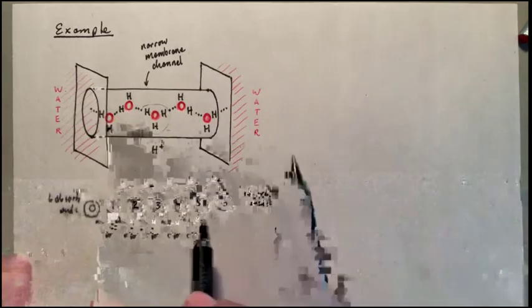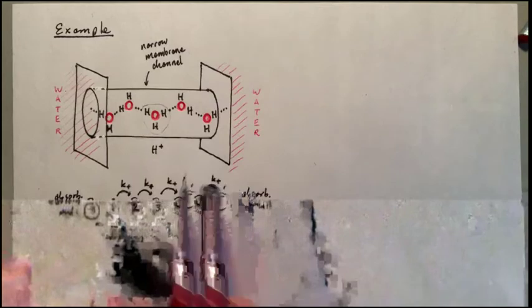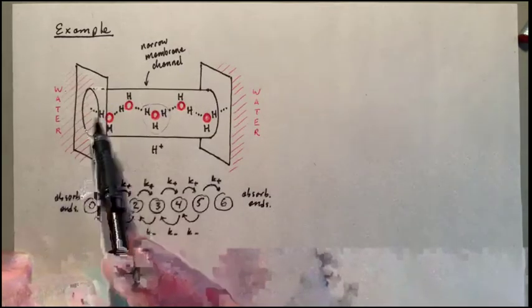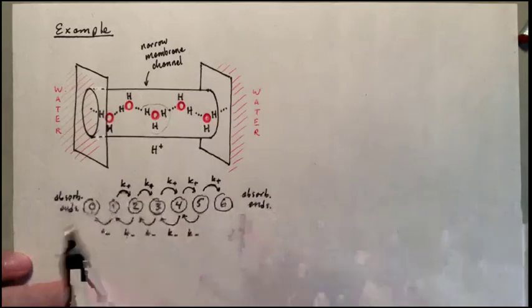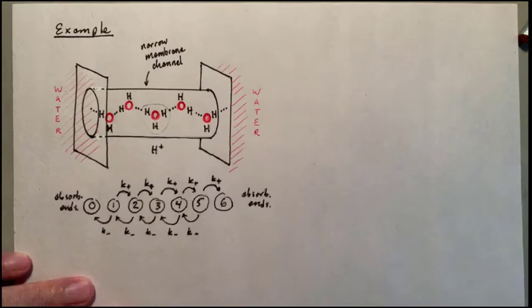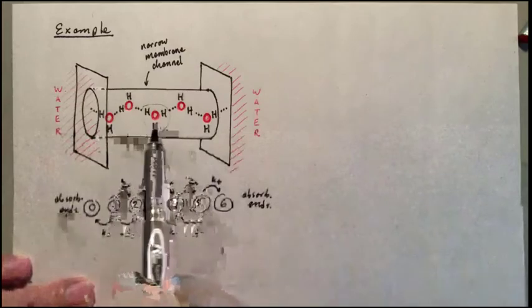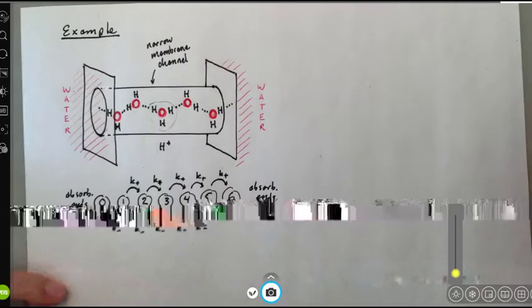If we really wanted to compute the permeability of this membrane, we would need to know how often a proton moves from the bulk into the mouth of the channel. So this transition from 0 to 1, for example, would be a necessary ingredient in a model to compute the permeability. Right now, we're just going to examine the dynamics of a proton moving out of this membrane channel. Okay.